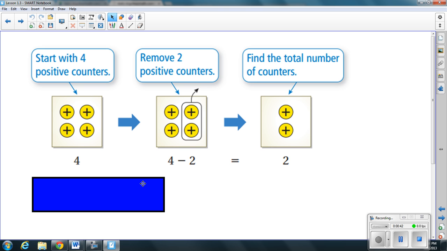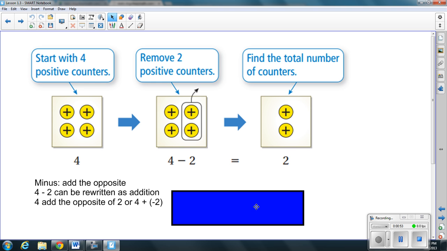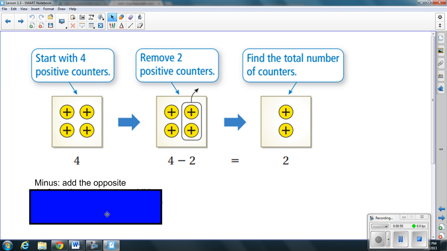So we're going to start with some integers, 4 minus 2. So we have 4 pieces. We're going to remove 2 positive pieces. That leaves us with positive 2. So this is notes that I would like for you to write in your notebook. The word minus means to add the opposite.